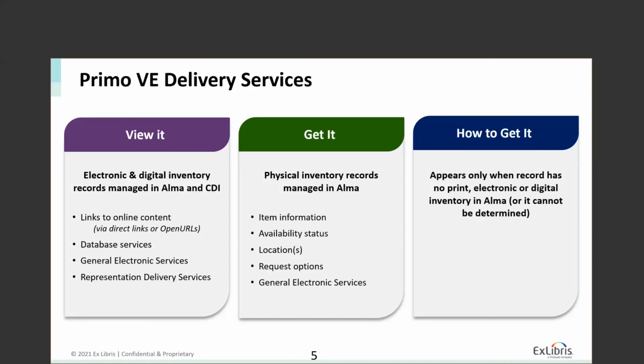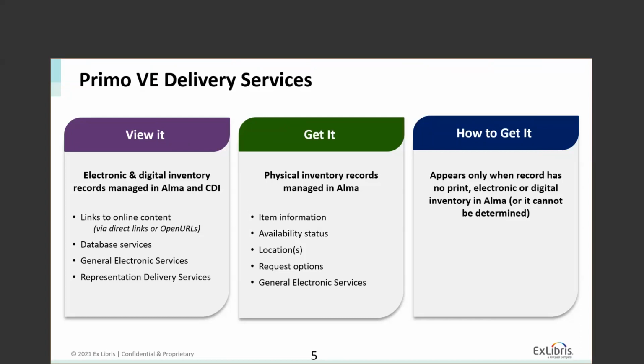And then How to Get It. That menu appears only when the record has no inventory attached to it, or if the exact inventory can't be displayed in the availability statement. For example, if the brief result is for a physical journal, it's going to show Check Holdings. That's the phrase out of the box to let users know they can see the issues the library holds in the full record display. All those items might not be available. Some might be checked out. So it's saying, take one more step to get that information.